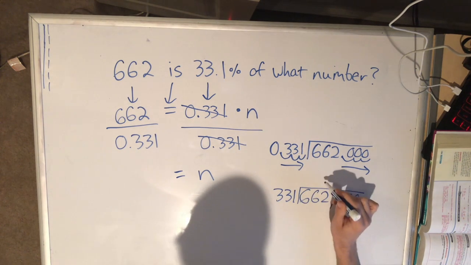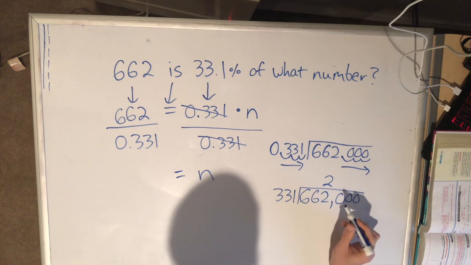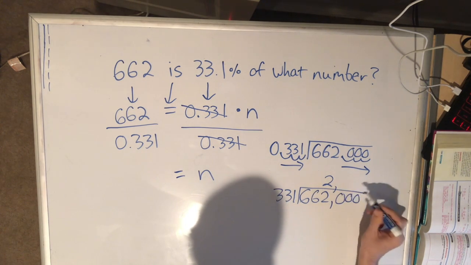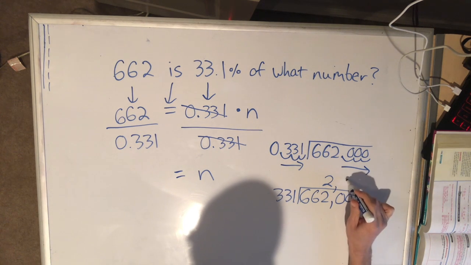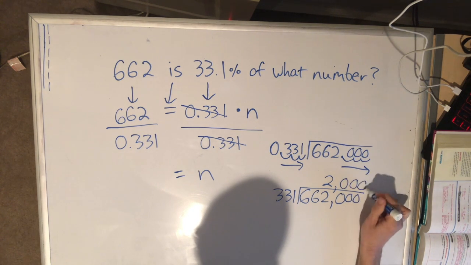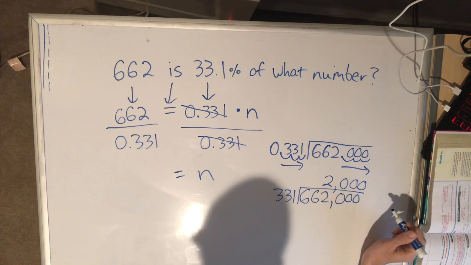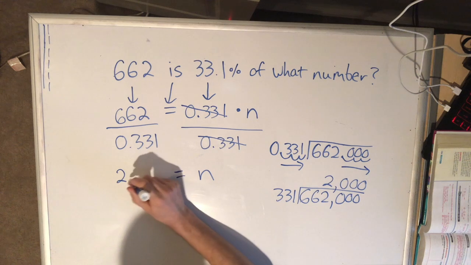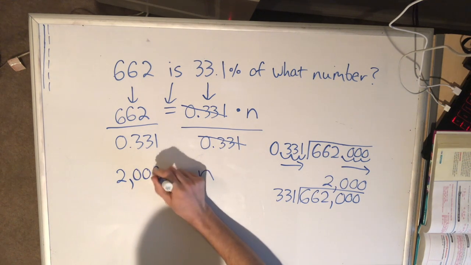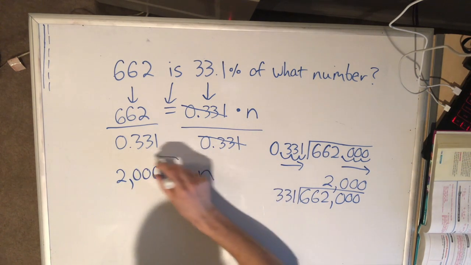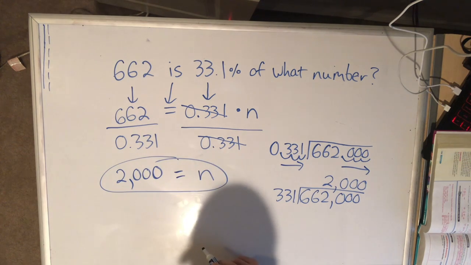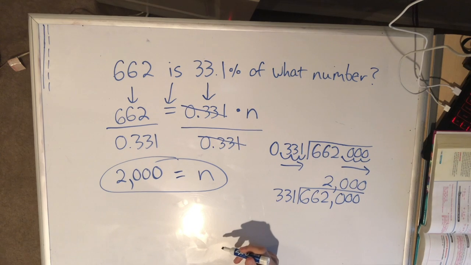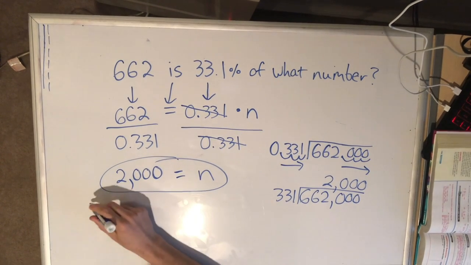331 goes into 662 2 times, exactly. And then there are 3 zeros at the end of the number, so we need 3 zeros at the end of the number in our answer. So n equals 2,000. And let's check the answer. Let's see if 662 really is 33.1% of 2,000.